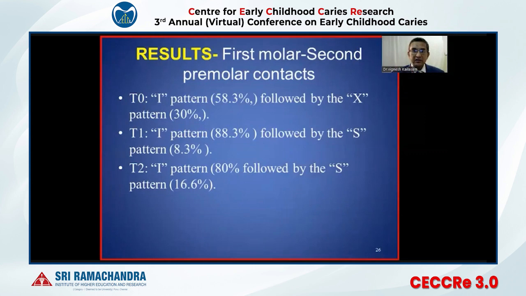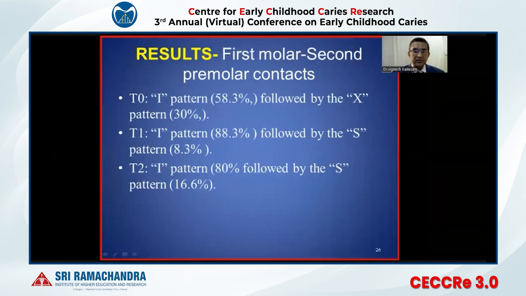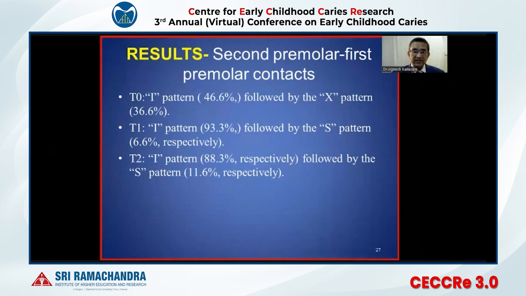For the first molar, second premolar contacts, we saw similar results. The I pattern was the most common, maintained at T0, T1, and T2, whereas the X pattern, which was slightly more common at pre-treatment, was replaced by a combination of I and S types at T1 and T2. So for most of the posterior contacts, the broader contacts, that is the I and S patterns, were the norm at T1 and T2, whereas at T0, the X pattern was the second most common pattern.